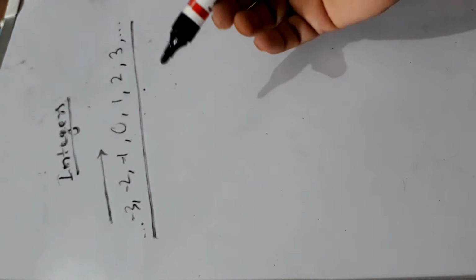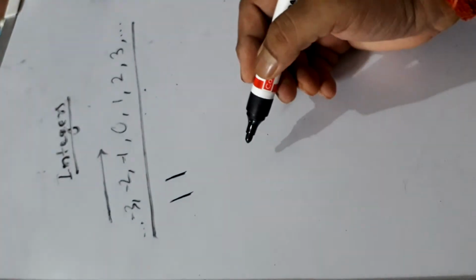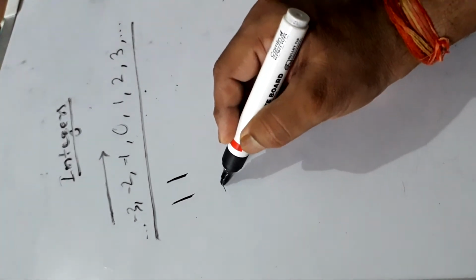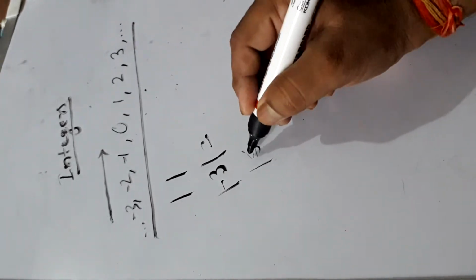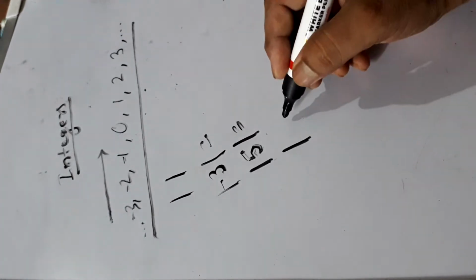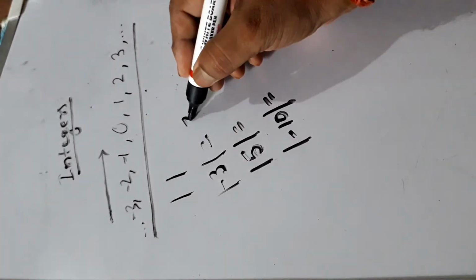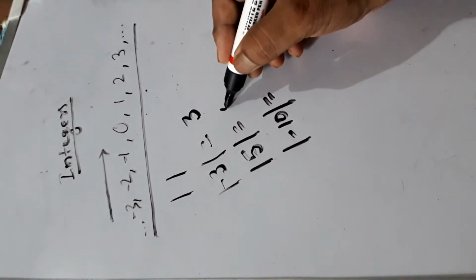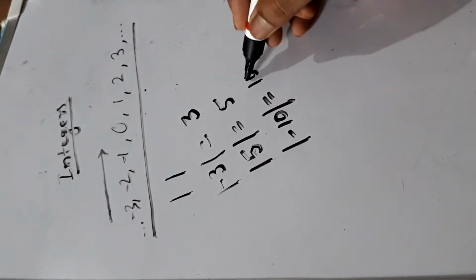Now we have to write the absolute value. What is the meaning of absolute value? Absolute value means the numerical value of an integer. Suppose we have to find the absolute value of -3, we will write it like this. We have to find the absolute value of 5, we will put it like this. We have to find the absolute value of -10, we will write it like this. Now the absolute value of -3 will be 3. Absolute value of 5 is 5. Absolute value of -10 is 10. I think it is clear.